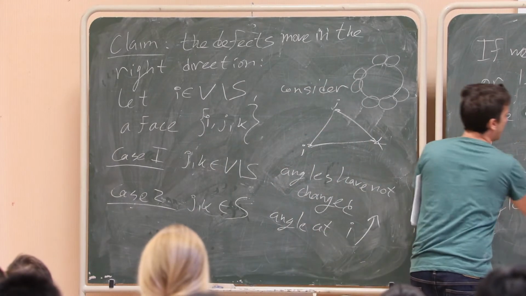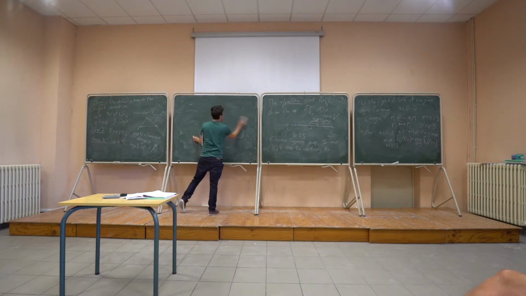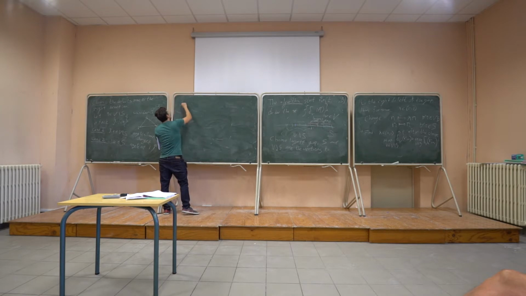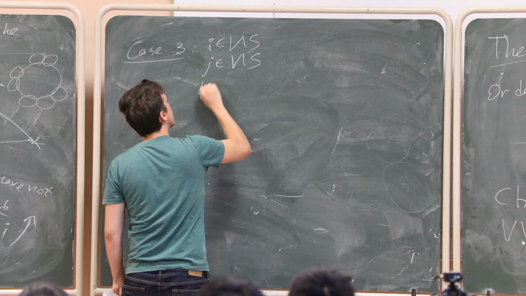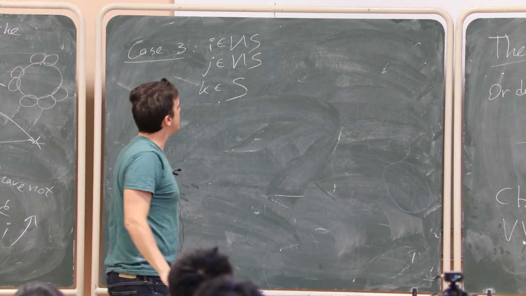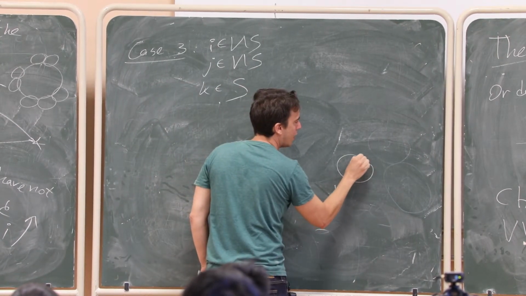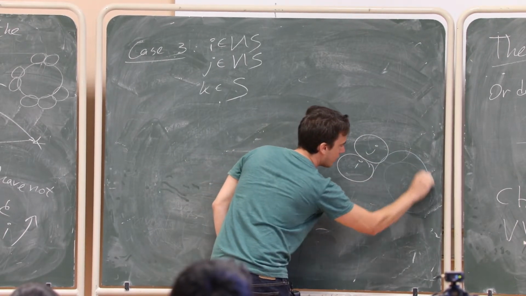And the third case is that I is in V minus S, and J is in V minus S as well, but K is in S. So in this case, I'm decreasing the radii of I and J. So let's draw it here. This is I, this is J, and this is K.